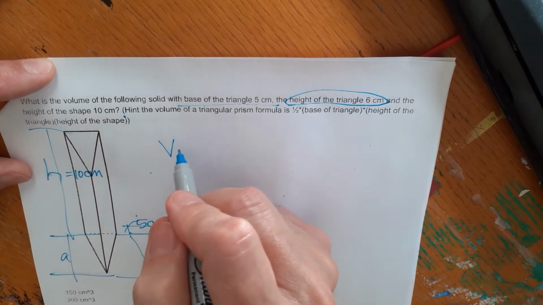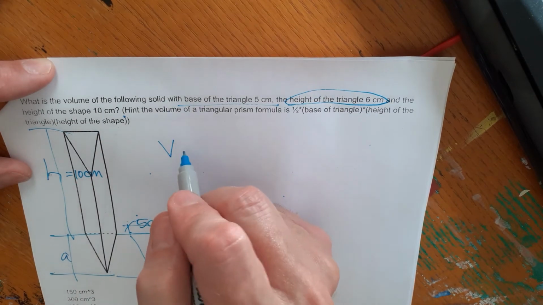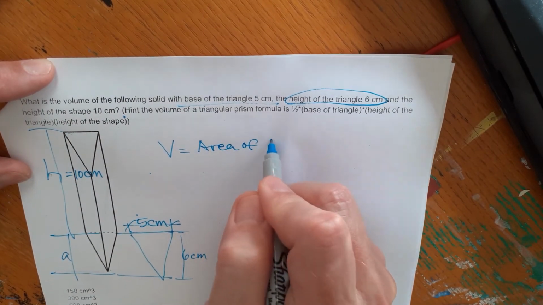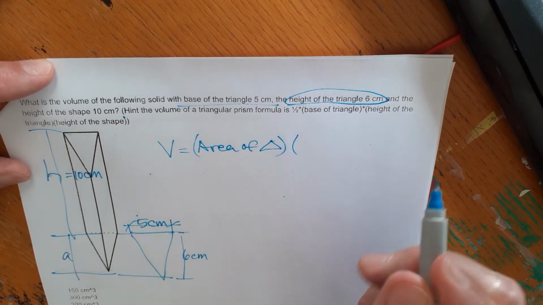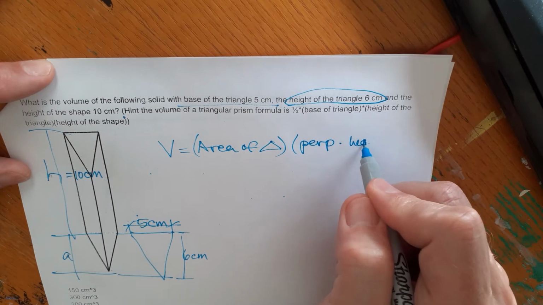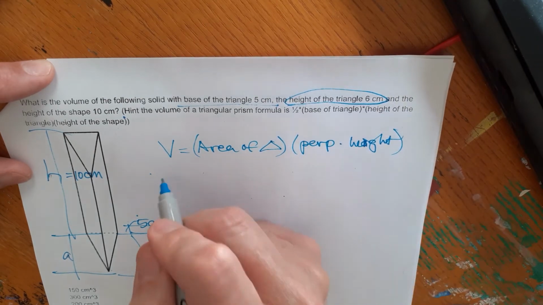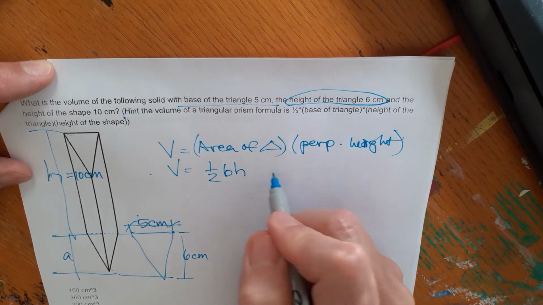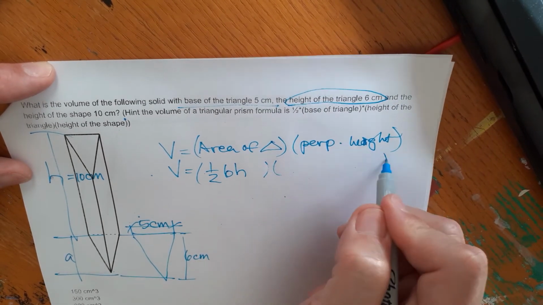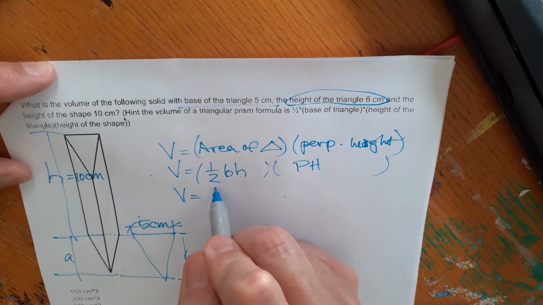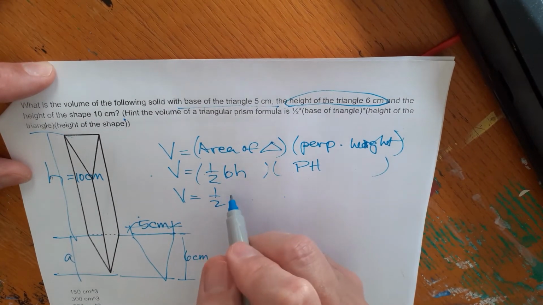So volume of a triangular prism is the area of the triangle at the end, area of triangle, times the perpendicular height. H-E-I-G-H-T. There we go. V equals 1/2 base times height of the triangle times the perpendicular height, PH. V equals 1/2. The base in this case is 5 centimeters.